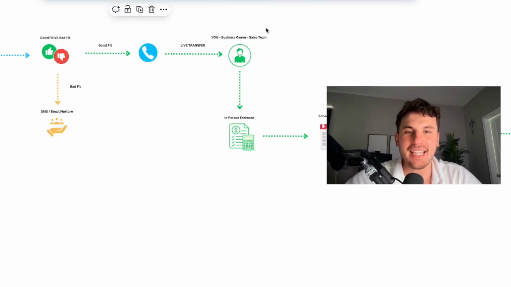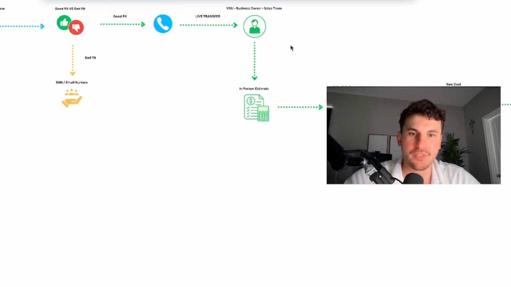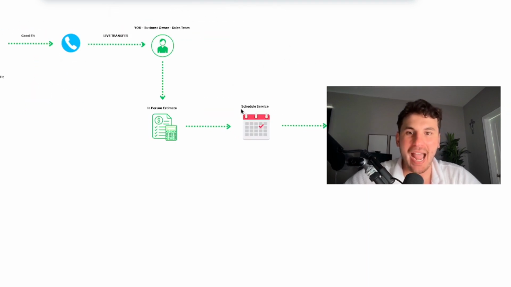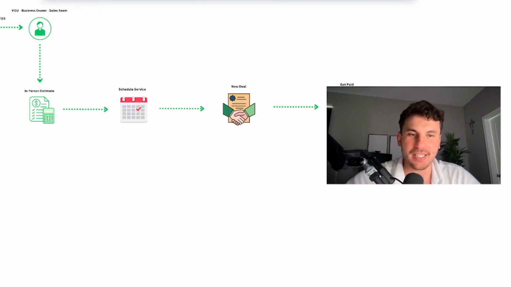Now, once they get connected with the salesperson or the business owner, they're going to set up an in-person estimate to give them a price for that new roof or whatever local service you are helping. Now, at the estimate, they're going to close them, they're going to schedule the service, they're going to get a new deal, and then they're going to get paid.